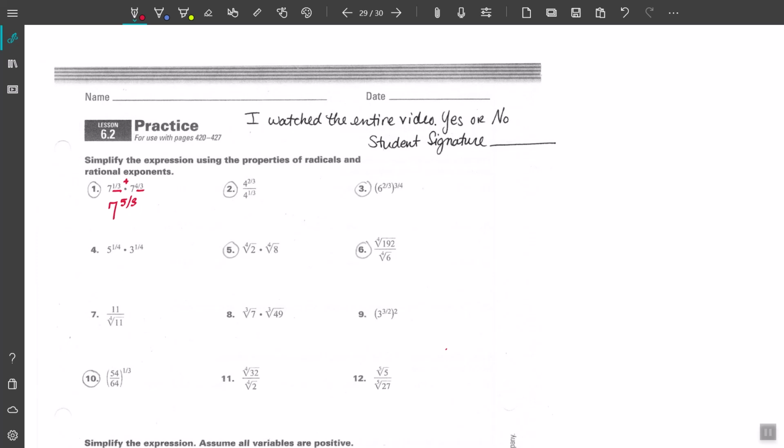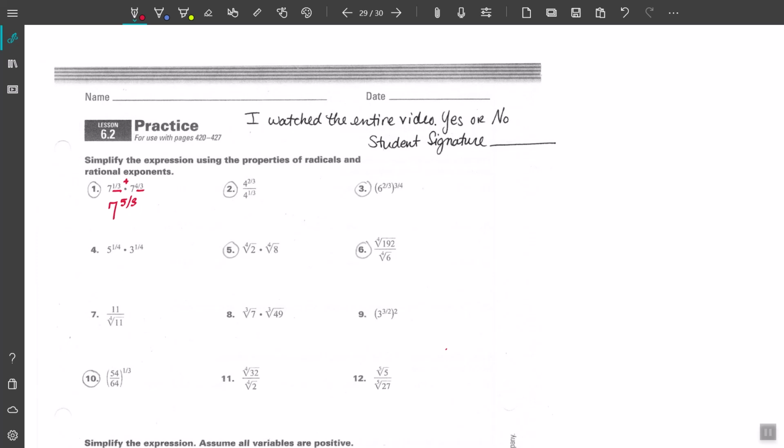Remember, we're going to try to write the fractional exponents in a horizontal view as opposed to that vertical view, so that it doesn't end up looking like 7 and 5/3, like you're trying to make a mixed number.